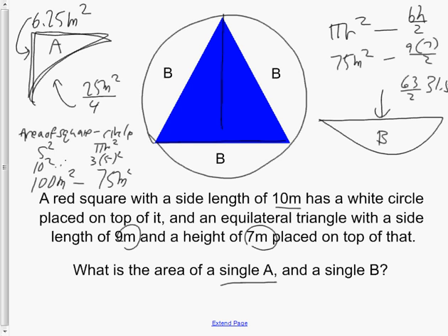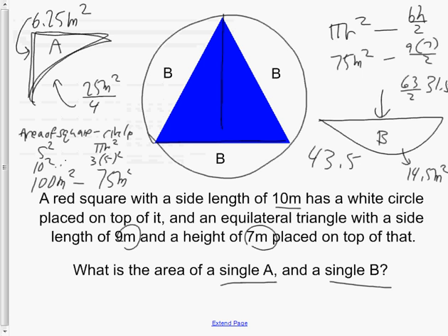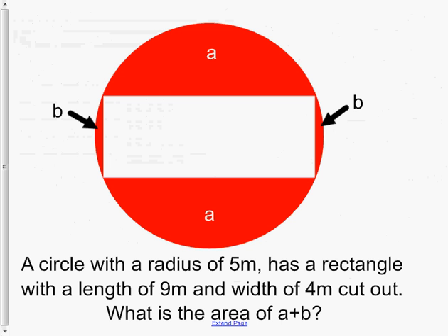So if I take the area of the circle, which is 75, and take away 31.5, the area of the triangle, I get 43.5 as all of the white, right? I take that number and divide it by 3. Is that the right answer, by the way? Did I get the right answer? Did I make a mistake? Okay, that's good. The answer of one of these B's, therefore, is a third of 43.5, or 14.5 meters squared. Okay, that's the area of a single B, because all of the white together was 43.5, so one of them is a third of that.